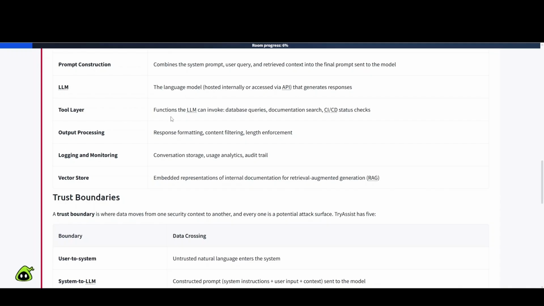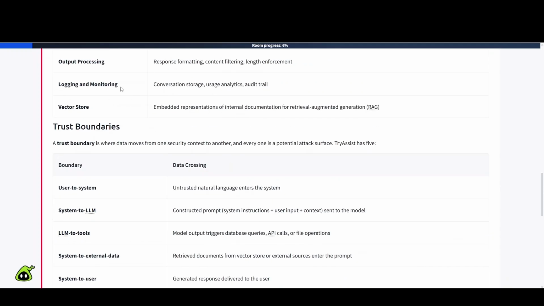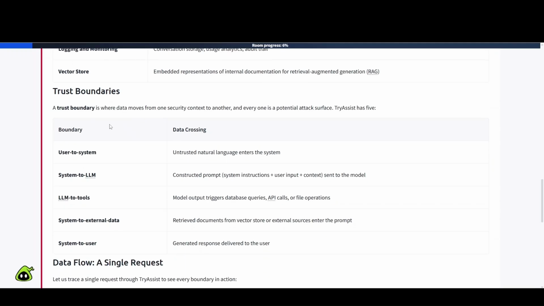generates responses. Tool layer functions. The LLM can invoke database queries, documentation search, CI/CD status checks. Output processing: response formatting, content filtering, length enforcement. Logging and monitoring: conversation storage, usage analytics, audit trail. Vector store: embedded representations of internal documentation for retrieval augmented generation, or RAG for short. Trust boundaries.